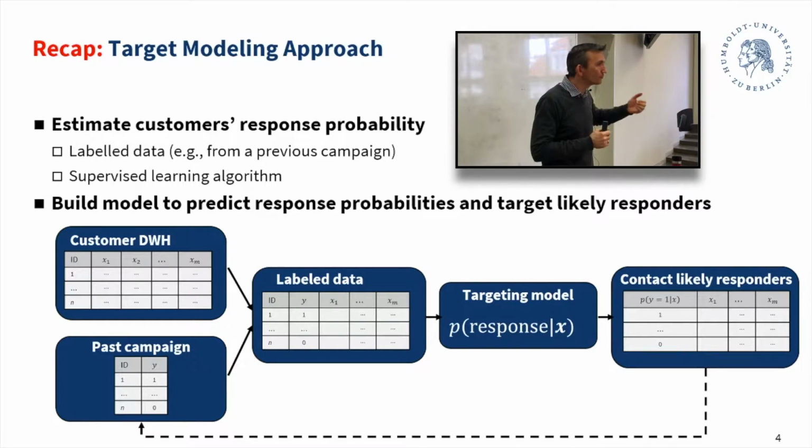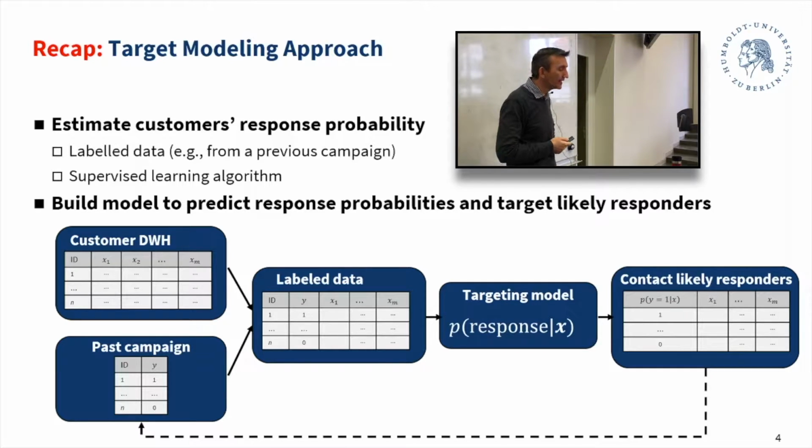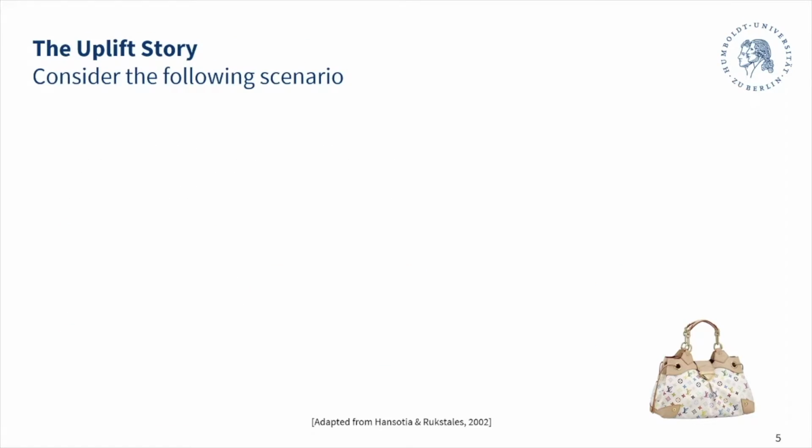And then we establish that this supports decision making by allowing us to target only customers which appear high in our ranked list of customers. That's target modeling in a nutshell. Now let's consider the following scenario.